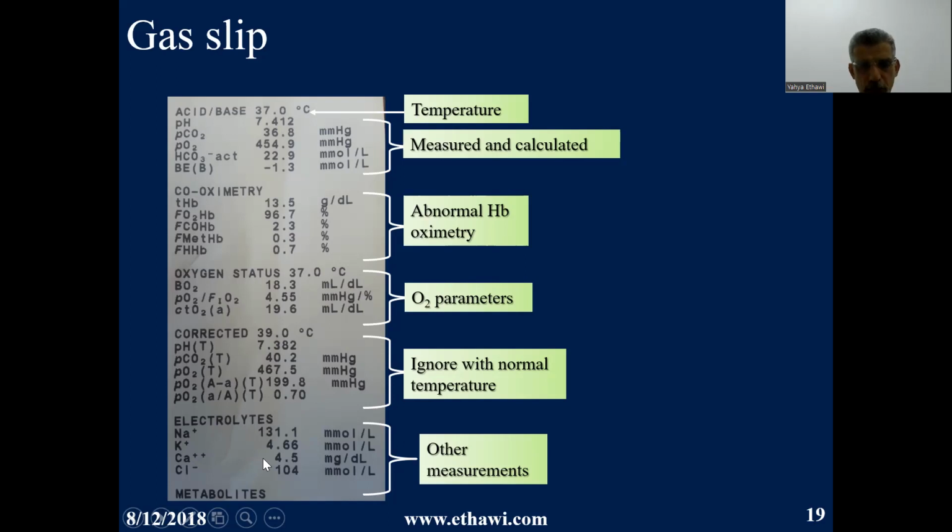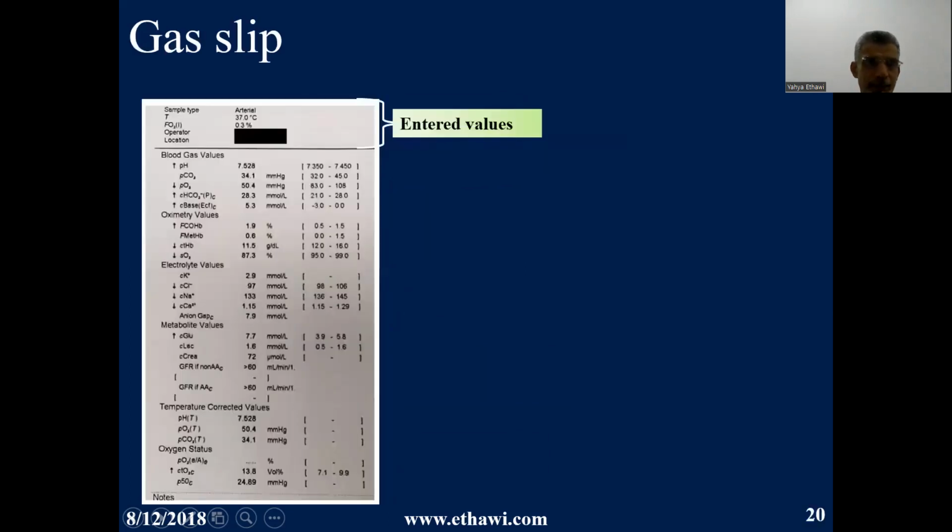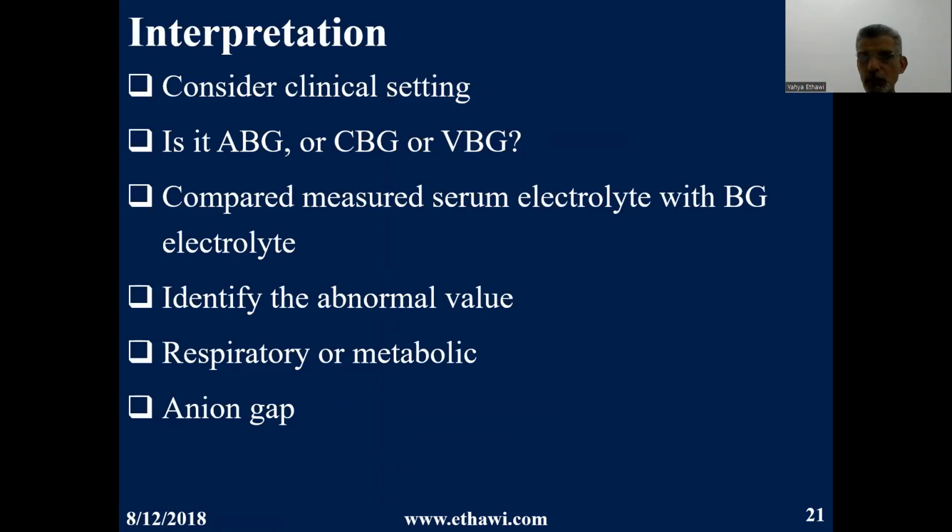Also, you can see some electrolytes here: sodium, potassium, calcium, and ionized calcium. Now this is total calcium, but we can also see chloride. You don't need to look at this if the temperature of the body and the machine is the same. Any question about the gas slip? Again, you can see here is the identification, the temperature, amount of oxygen, who did the blood test, and so on. And then you can have the other results. Each machine will have a different type of slip. However, the principles are the same.